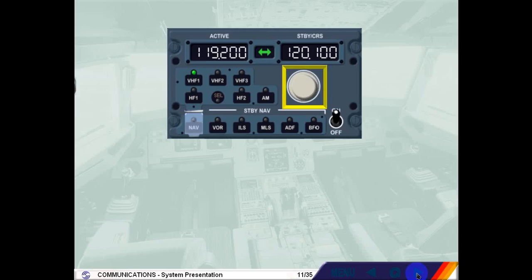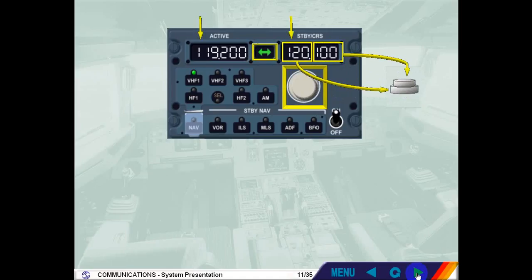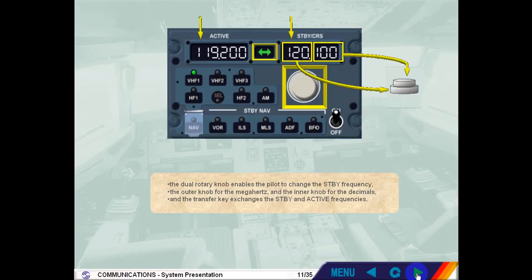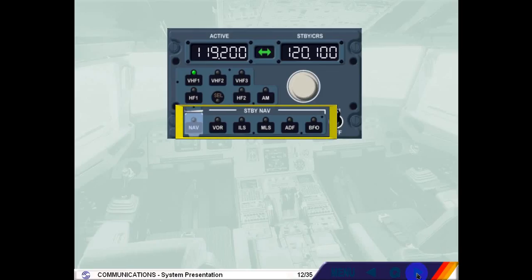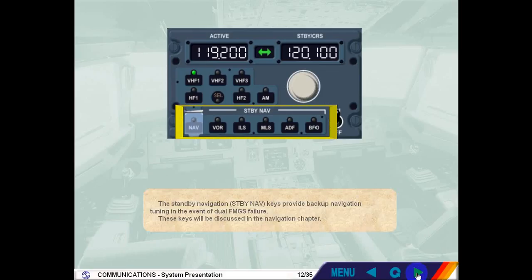The dual rotary knob enables the pilot to change the standby frequency: the outer knob for the megahertz and the inner knob for the decimals. And the transfer key exchanges the standby and active frequencies. The standby navigation, standby NAV keys, provide backup navigation tuning in the event of dual FMGS failure. These keys will be discussed in the navigation chapter.